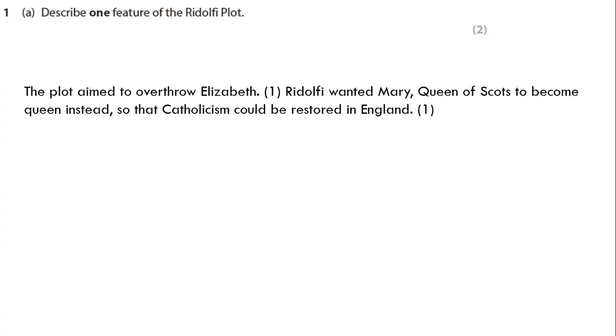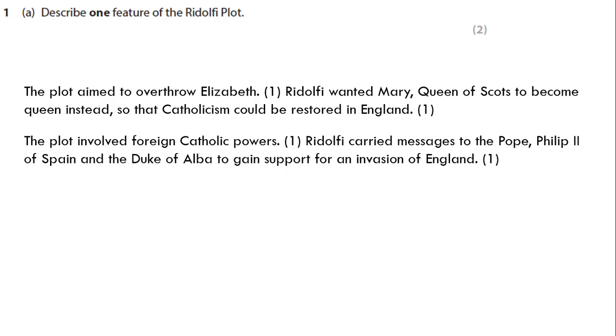You could say that the plot aimed to overthrow Elizabeth and that Rodolphi wanted Mary Queen of Scots to become queen instead, so that Catholicism could be restored in England, which would get you 2 marks because you've identified the feature, overthrowing Elizabeth, and then the supporting information, wanting Mary Queen of Scots to become queen instead to restore Catholicism. You could also say that it involved foreign Catholic powers. Rodolphi carried messages to the Pope, Philip II of Spain, and the Duke of Alba to gain support for an invasion of England. So 1 mark for foreign Catholic powers, 1 mark for naming the foreign Catholic powers.